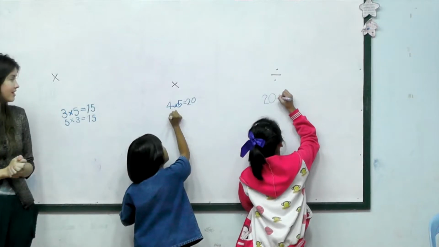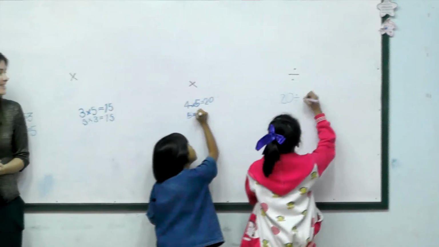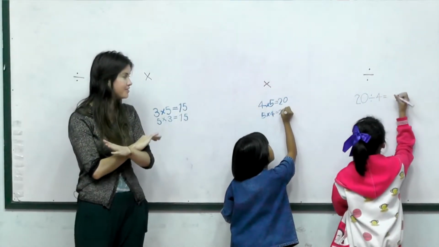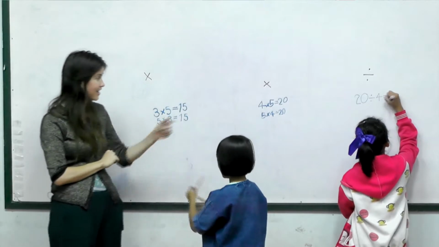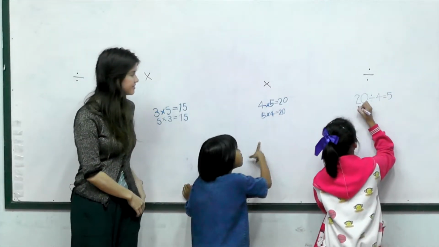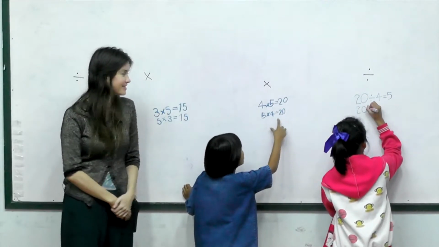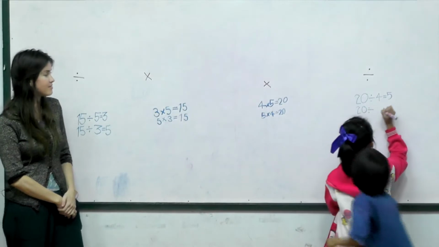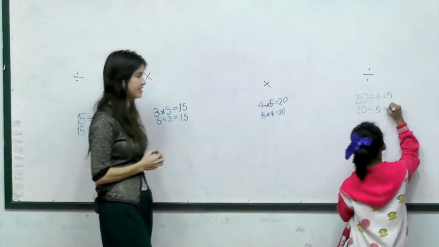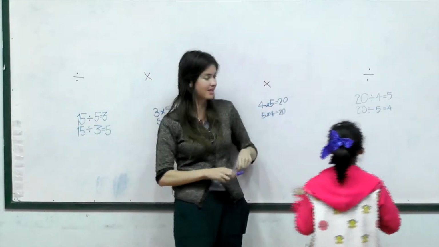Looking good so far. We've got our times and our division. Okay, that looks great. Can you tell us what you have? 4 times 5 equals 20. Or 5 times 4 equals 20. Very nice. Is our biggest number first or last? Last. Yeah, our biggest number is our answer. Great job.